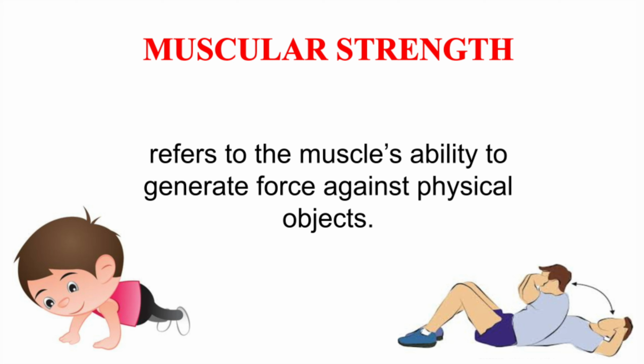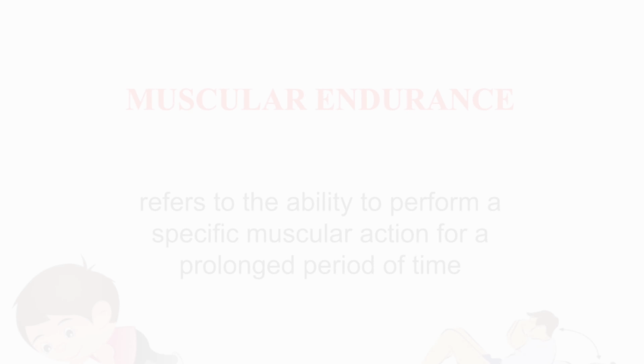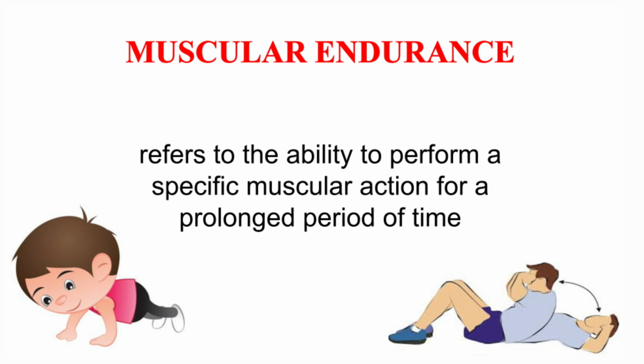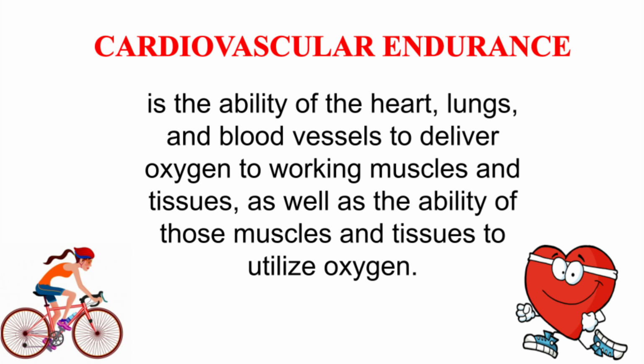Next is muscular strength. It refers to the muscle's ability to generate force against physical objects. The next one is muscular endurance. It refers to the ability to perform a specific muscular action for a prolonged period of time. Now we have cardiovascular endurance. It is the ability of the heart, lungs, and blood vessels to deliver oxygen to working muscles and tissues, as well as the ability of those muscles and tissues to utilize oxygen.